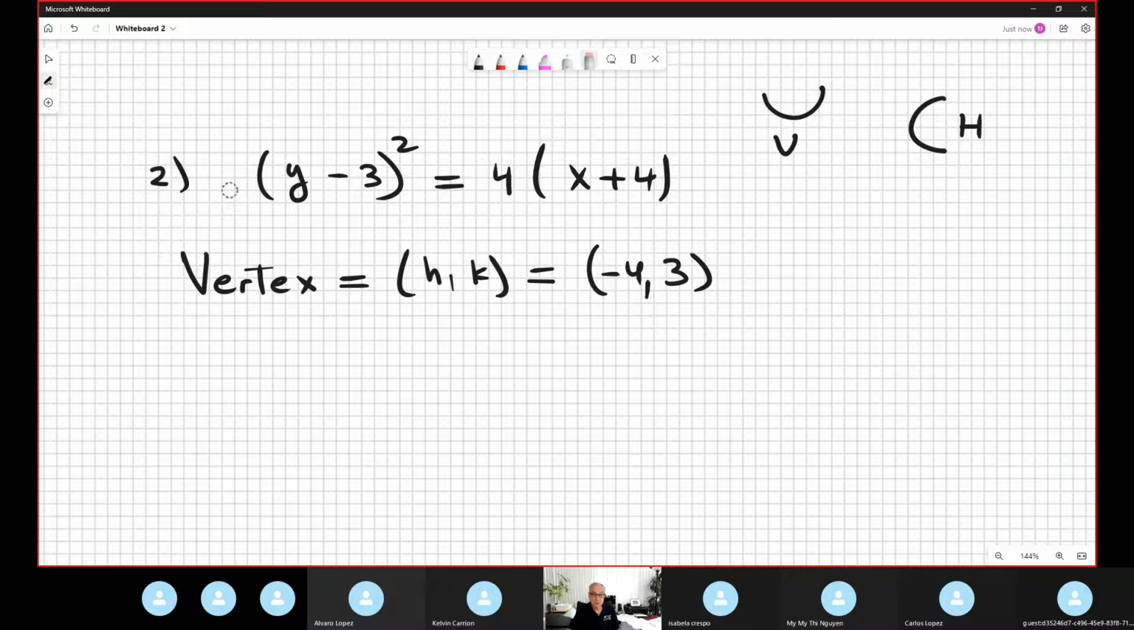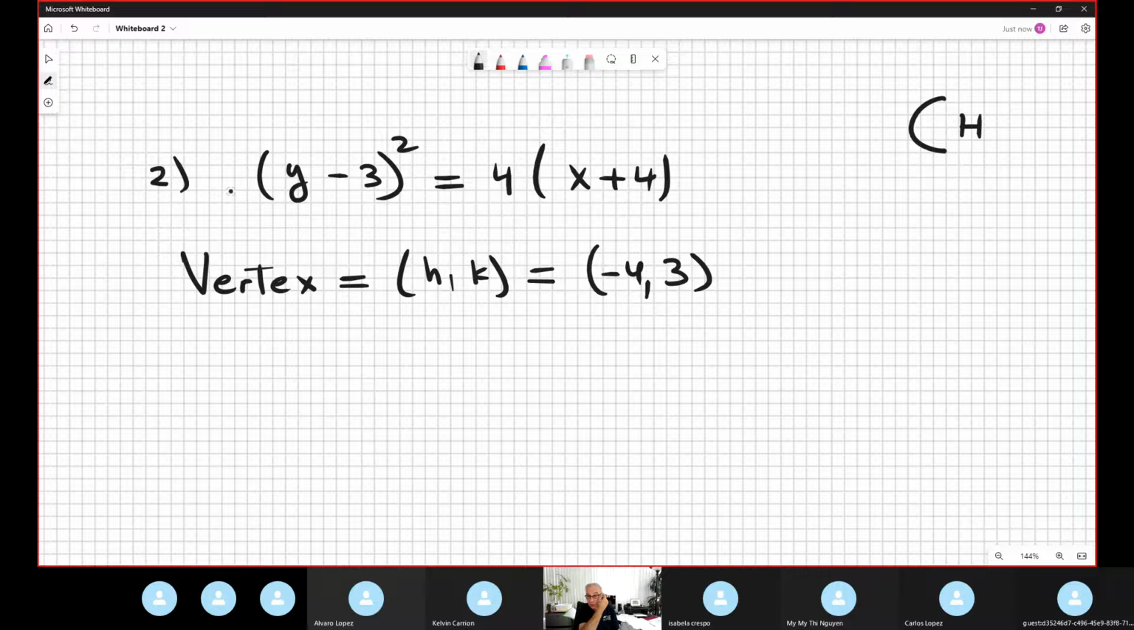Entonces, is it horizontal or vertical? Nobody knows? Horizontal. Absolutely. Horizontal because y is squared. Remember, in the parabola we have one squared variable and another not squared. When y is squared, it's horizontal.